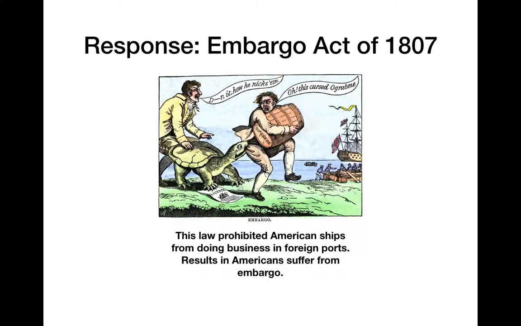So Thomas Jefferson's answer to that was the Embargo Act of 1807. An embargo means not allowing foreign ships to come into American ports and not allowing American ships to do business in foreign ports. The result was a lot of unhappy American sailors, because they simply could not make a living under the Embargo Act, which hurt a lot of people in their ability to make money. So eventually the Embargo Act is repealed.